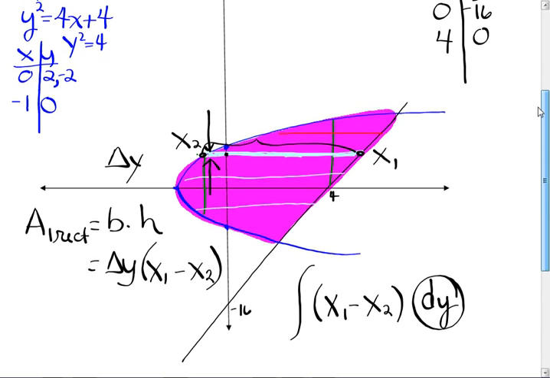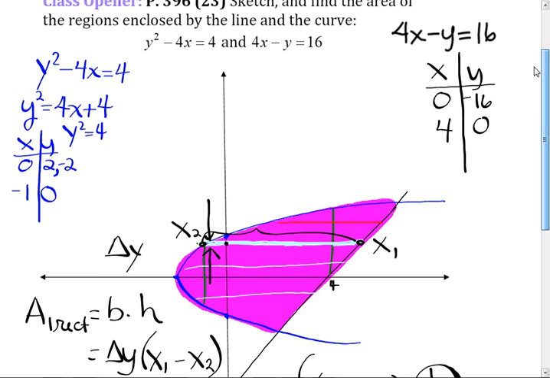So I'm going to go up here and look at my equations. If I take this one, 4x minus y equals 16, I want to solve for x. So 4x equals y plus 16, and then divide by 4. There's that one. What about the other one? I need to solve this one for x.